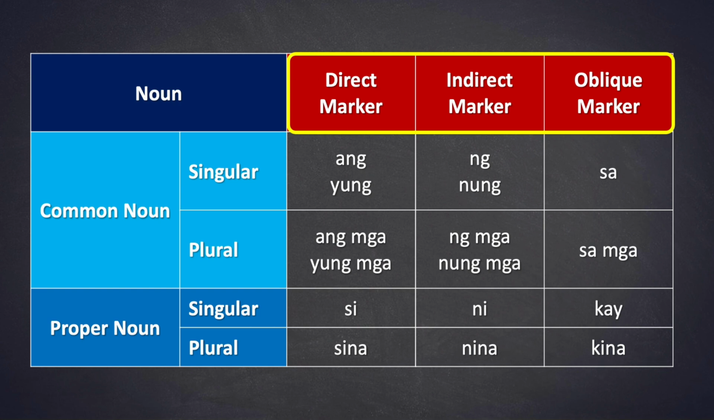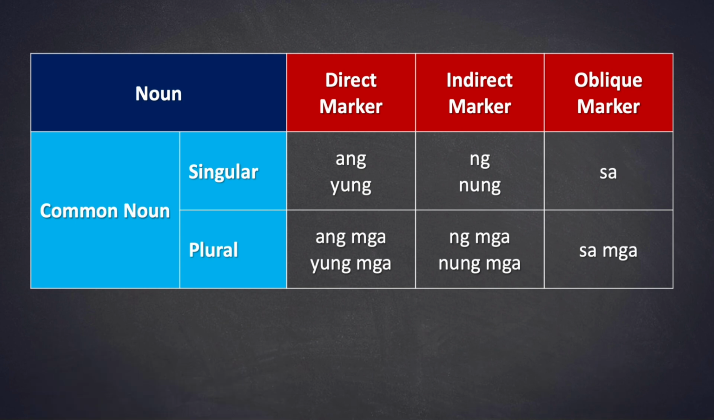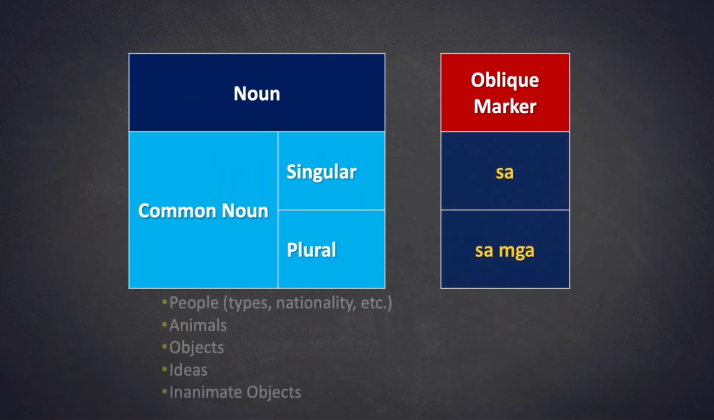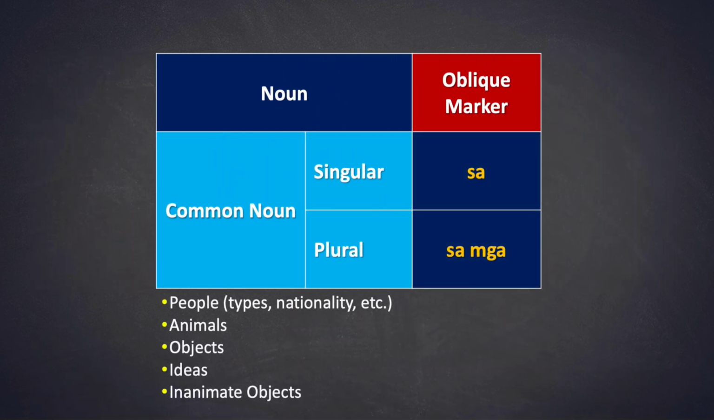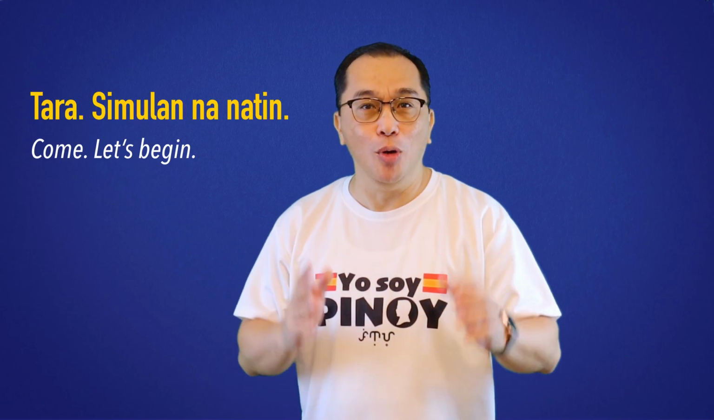In this video, we will continue our discussion on the case markers for common nouns and focus on the oblique marker, sa. I will discuss the other case markers in succeeding videos. So, tara, simulan na natin.